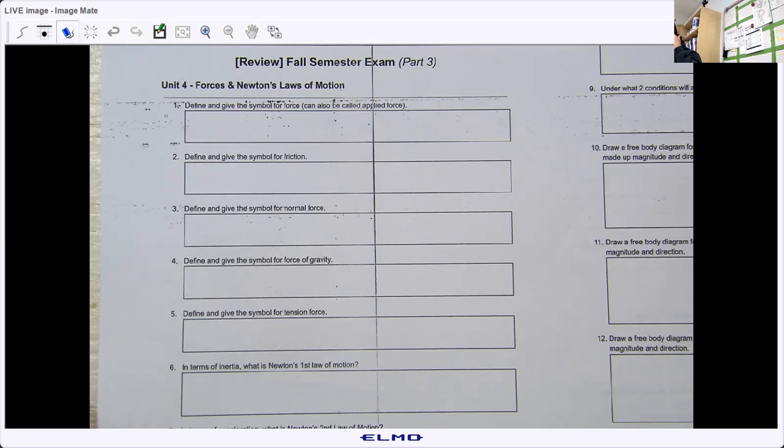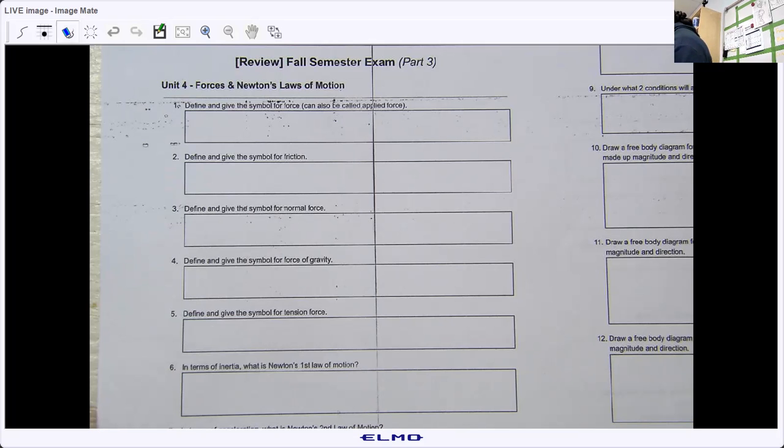Number 11, draw a free body diagram for a car accelerating. So if we were to do pretty much the exact same thing here, right? Force of gravity, normal force, these two would balance each other out. Right? Those two would balance each other out.